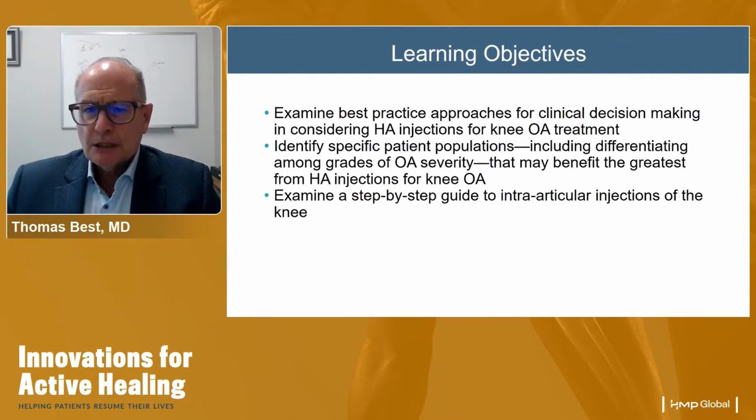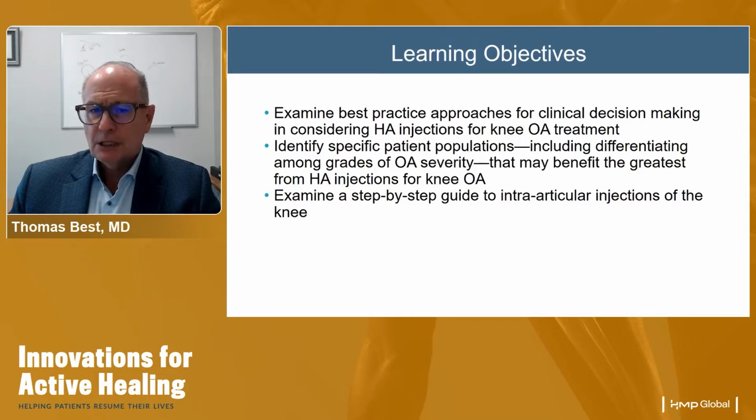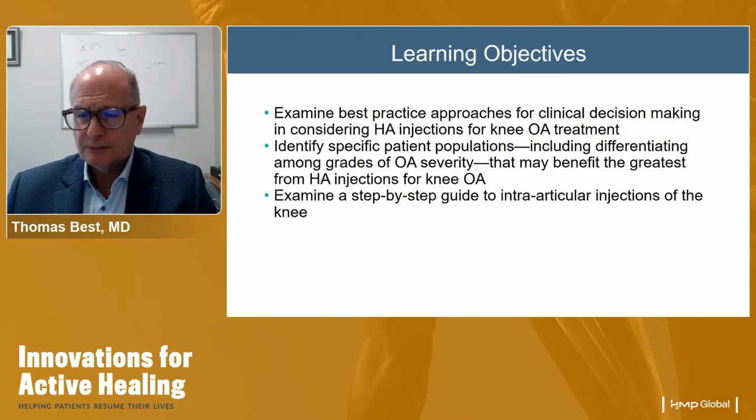So to begin, we have three learning objectives for today's talk. First is to examine best practice approaches for clinical decision-making in considering HA injections for knee OA, or osteoarthritis, treatment. Secondly, to identify specific patient populations, including differentiating among grades of OA severity, that may benefit the greatest from HA injections. And finally, we'll examine a step-by-step approach, or my approach, to intra-articular injections of the knee.